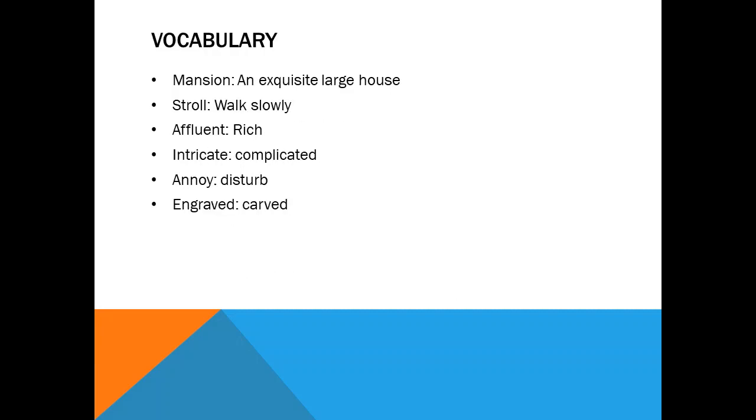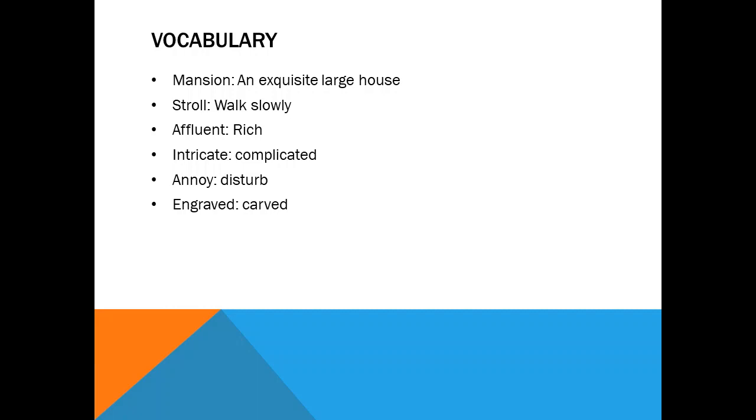So on the third slide you can see here are some words as well. The first word we can see here is mansion. So a mansion is a large house, it's like a bungalow, a little palace, right? A large house, a wealthy residence, a residence of a wealthy man. The next word we can see here is stroll. Stroll means to walk slowly.